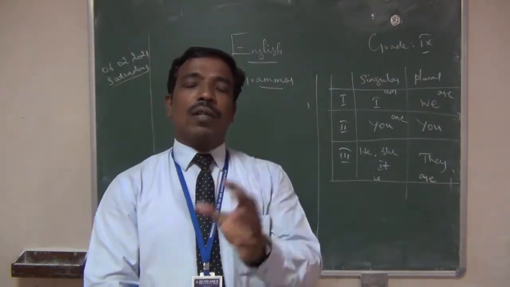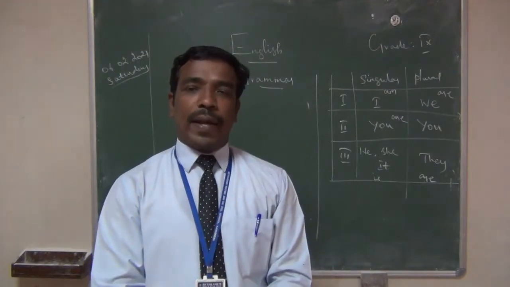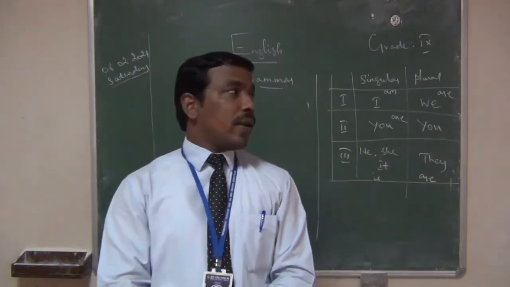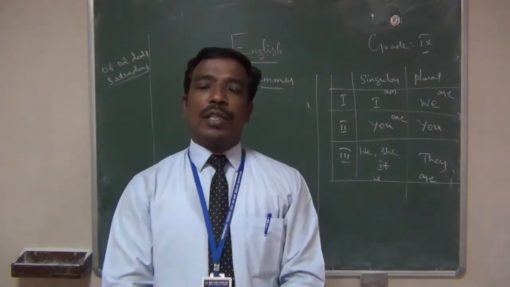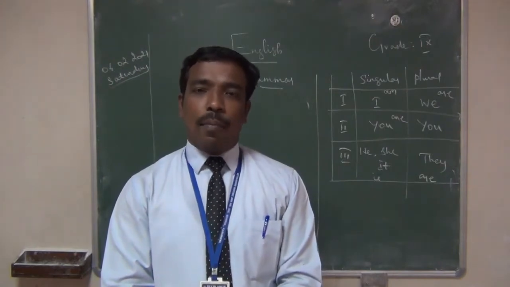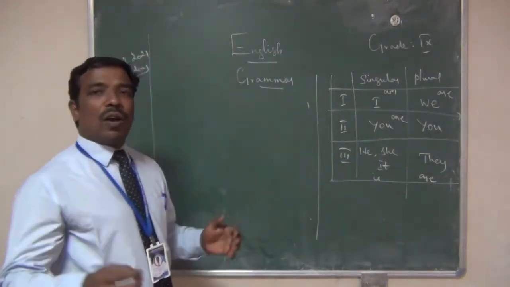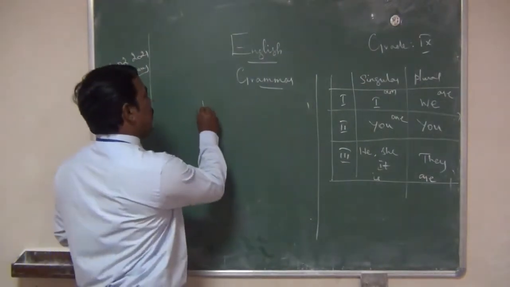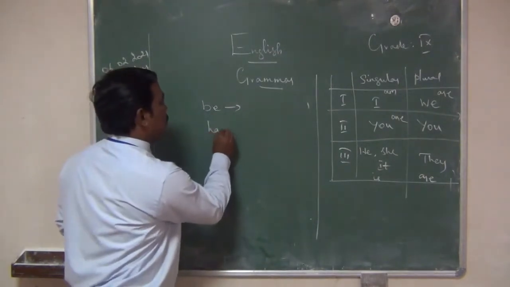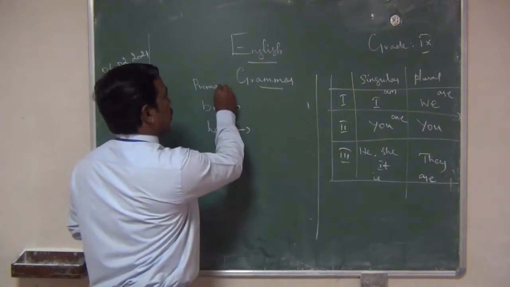This auxiliary verb or helping verb is divided into two. One is primary auxiliaries and the other one is modal auxiliaries. How are they divided into two? One is primary auxiliaries and the other is modal auxiliaries. Primary auxiliaries means be form verb, have form verb and do form verb.